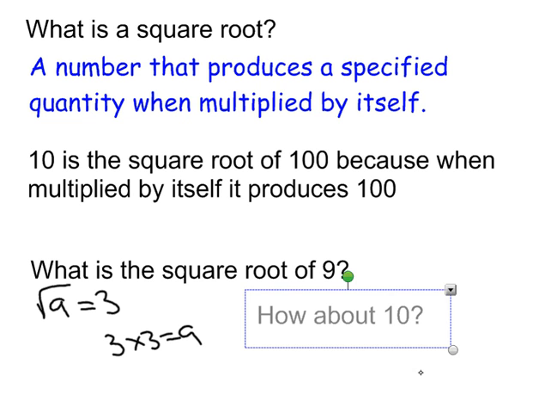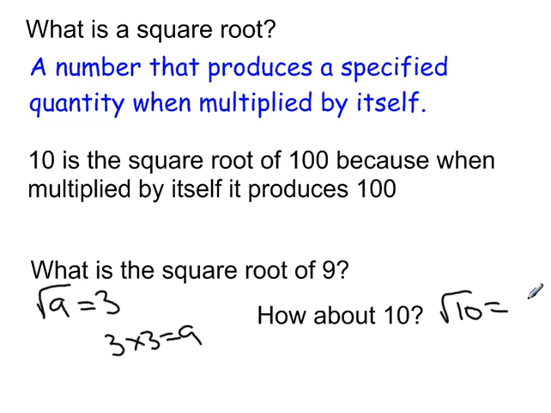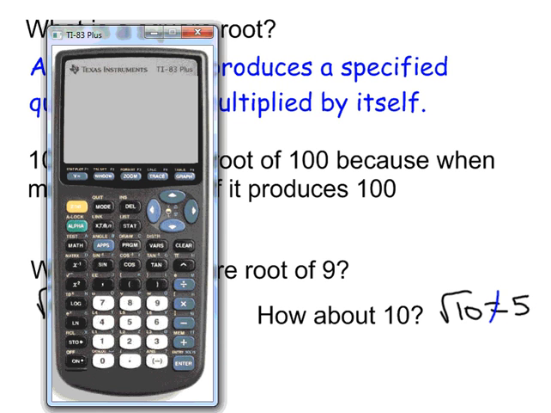What would be the square root of 10? Well, sometimes students mistakenly say that the square root of 10 is equal to 5. That is not true. Think about it. 5 times 5 is not 10. So 5 is not the square root of 10. So what is the square root of 10? Well, we need our calculator for that.